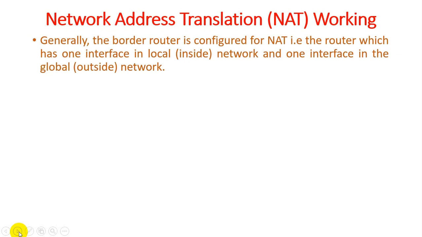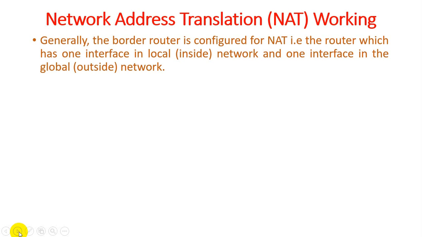Generally the border router is configured for the NAT, meaning the router which has one interface in the local, or inside, network, and one interface in the global, or outside, network. As we said previously in lab number 1, when someone accesses the data of a Google server, they are performing a request. The request comes from the local network and should be transmitted to the outside, or global, network.